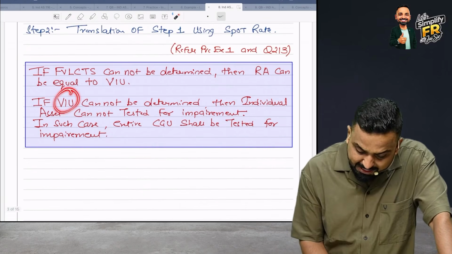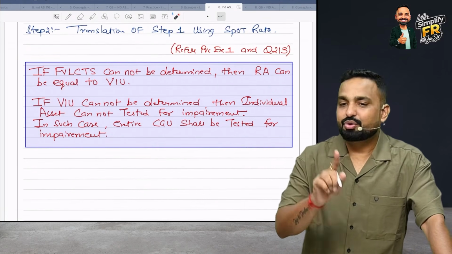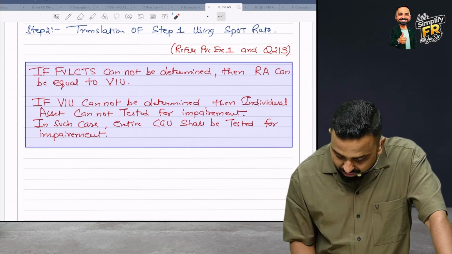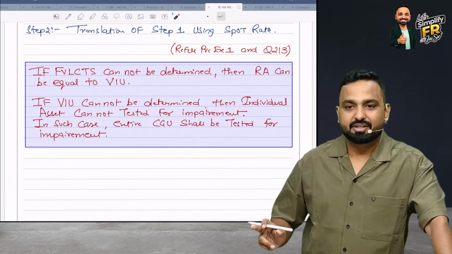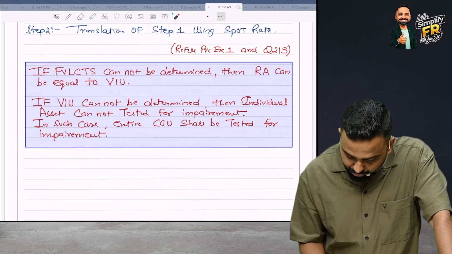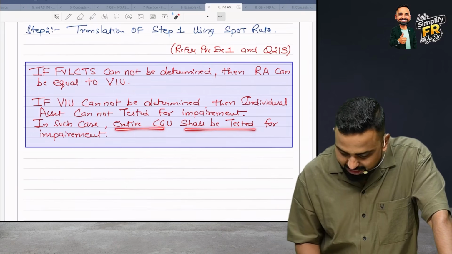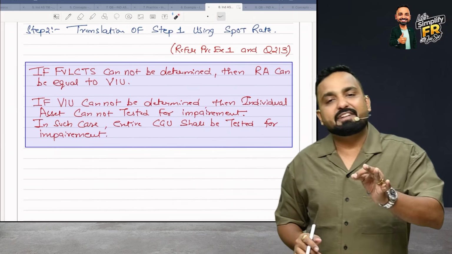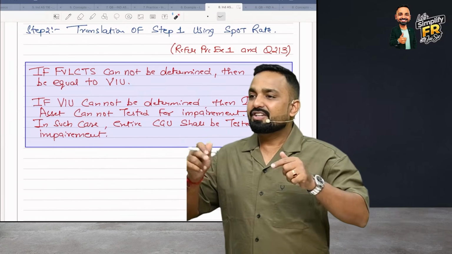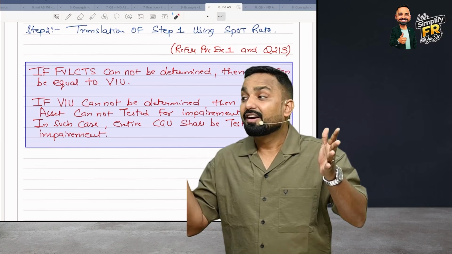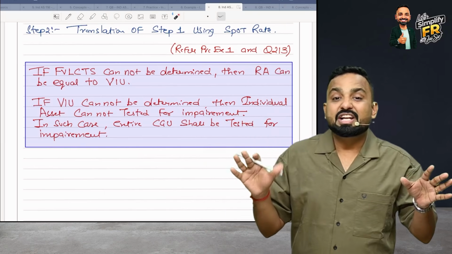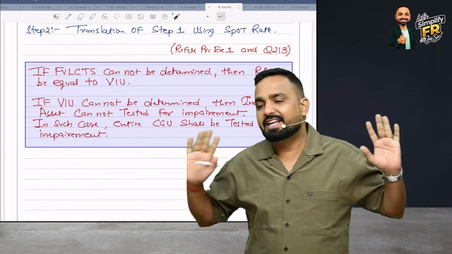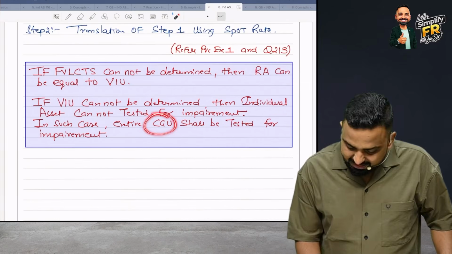But if you can't identify value in use, you cannot treat recoverable amount as equal to fair value less cost to sell. You can't treat it like that. Hence, the entire CGU shall be tested for impairment. You will assume that if you can't identify value in use, your individual asset cannot generate cash flows independently. So you will consider the entire CGU.